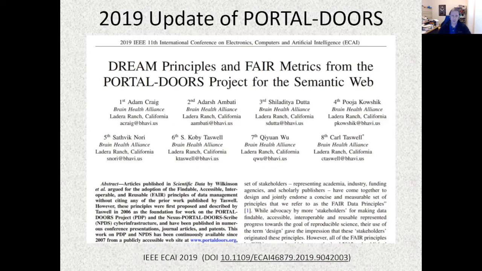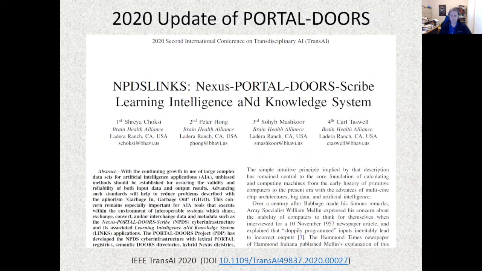A more recent 2019 update, we renamed our original Portal Doors principles the Dream principles. And here's a 2020 update where we're trying to also build out what we call our LINKS. So learning intelligence and knowledge system.